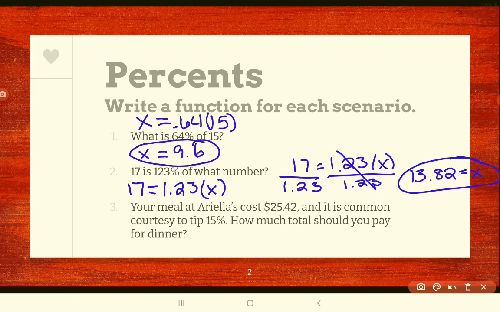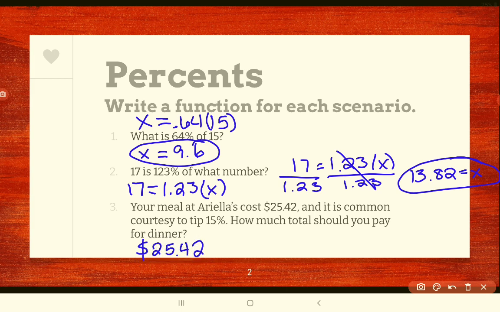Okay, our last question here about percents is something that you're going to deal with all the time, and your waiters and waitresses will really appreciate it if you figure out how to do it. So your meal at Ariela's cost $25.42. And it's common courtesy to tip 15%, in case you didn't know that. So how much total should you actually pay for dinner to make sure that the waiter or the waitress gets an appropriate tip? Well, you know that you're going to have to pay the $25.42 because that's your bill.